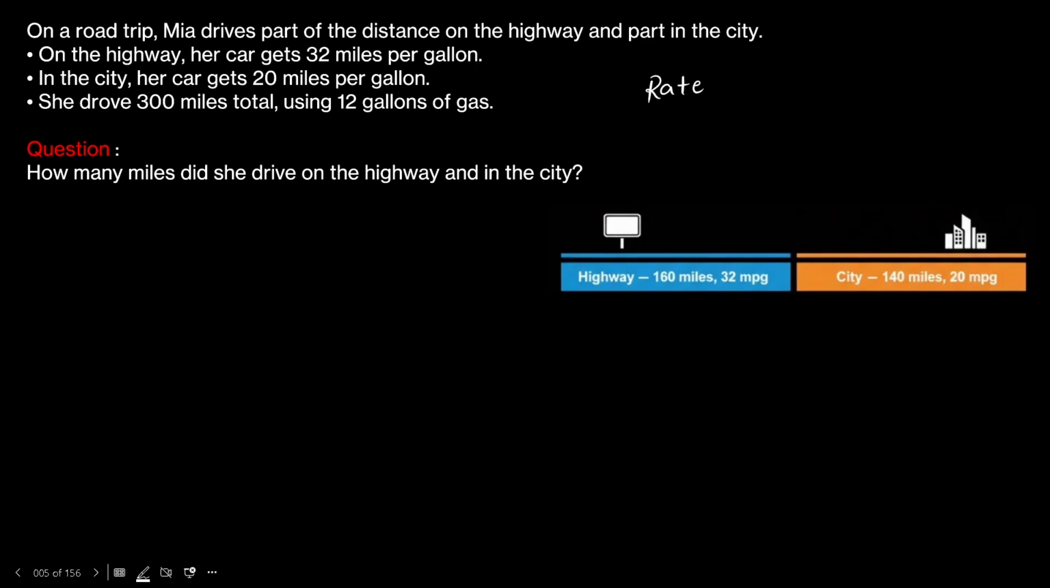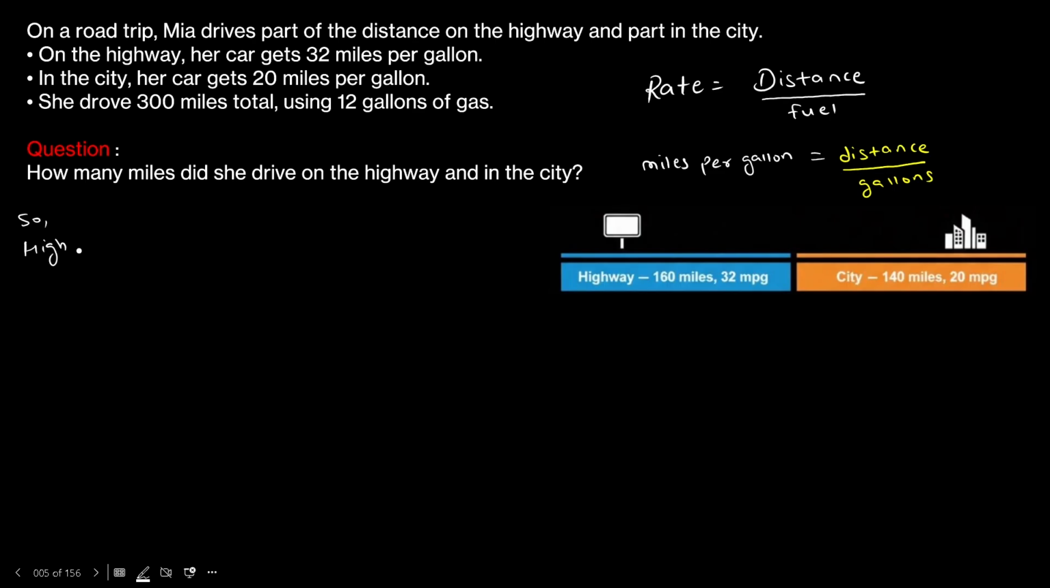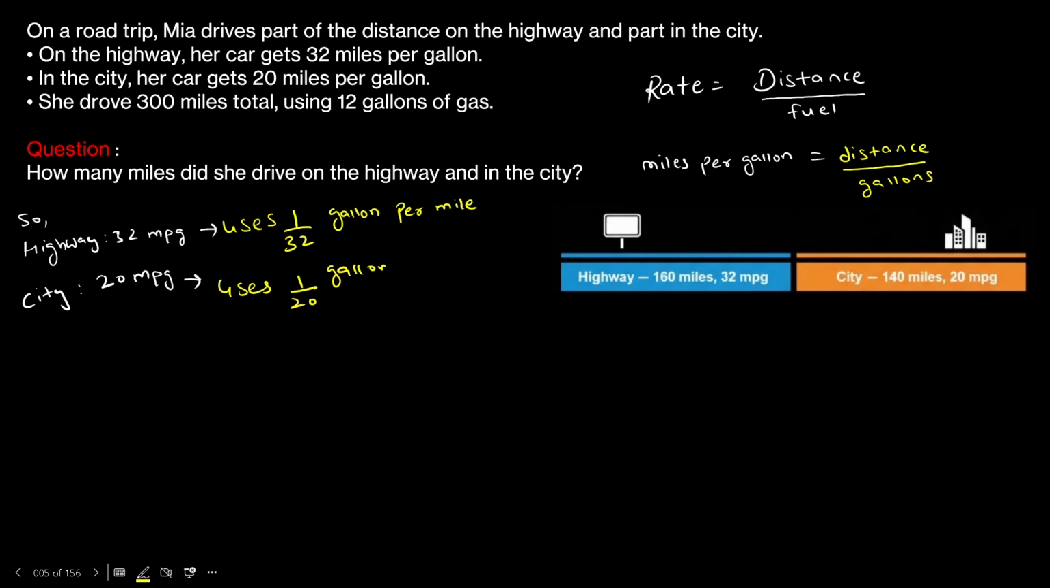Understanding rate equals distance divided by fuel. Mileage, MPG, means miles per gallon, equals distance divided by gallons. So, highway, 32 mpg, means it uses 1/32 of a gallon per mile. City, 20 mpg, means it uses 1/20 of a gallon per mile. This idea helps form the fuel equation.